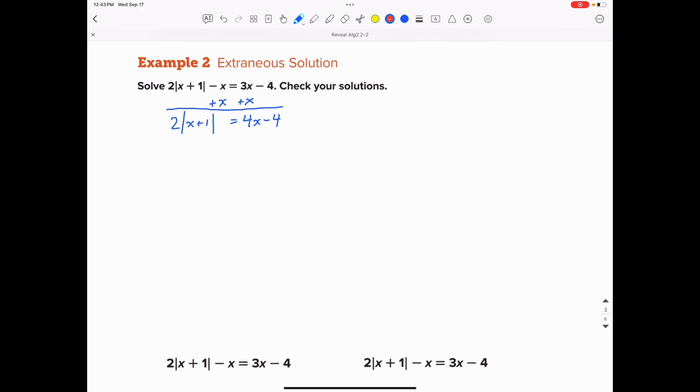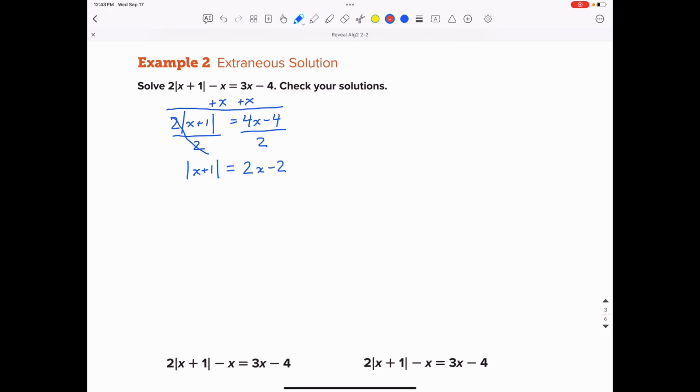And then I'm going to divide by the 2 that's outside of the absolute value bars, because that's 2 times the absolute value of x plus 1. So canceling that out will be dividing by 2. I meant to do a little slash there. There we go. So we get the absolute value of x plus 1 equal to 4x minus 4 divided by 2, which is 2x minus 2.